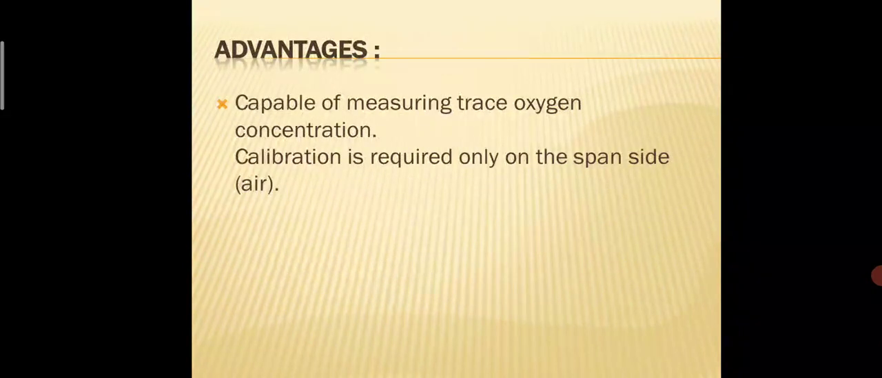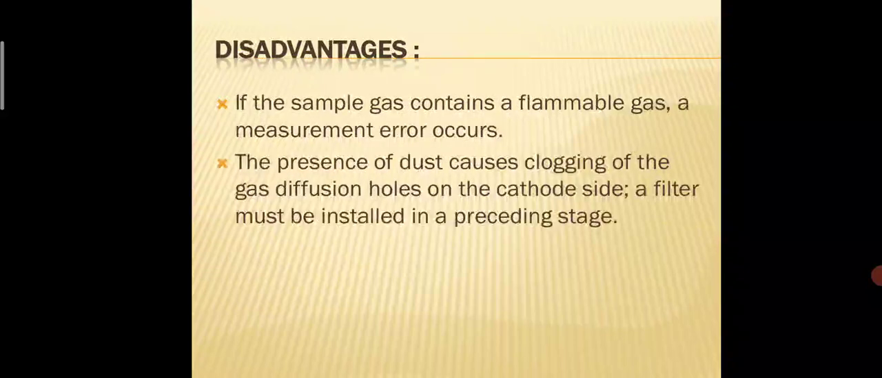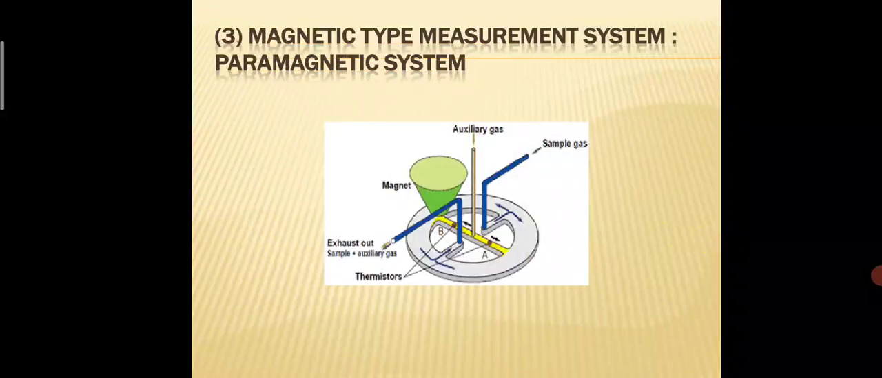Next, the advantages of this method: it is capable of measuring trace oxygen concentration, and calibration is required only on the span side. Next, the disadvantages. If the sample gas contains a flammable gas, a measurement error occurs. The presence of dust causes clogging of the gas diffusion holes on the cathode side, so a filter must be installed in a preceding stage. These are the disadvantages. Next, we go to the magnetic type measurement system.